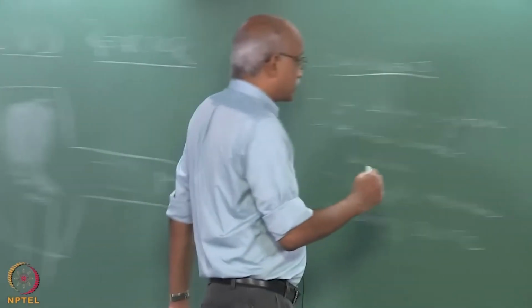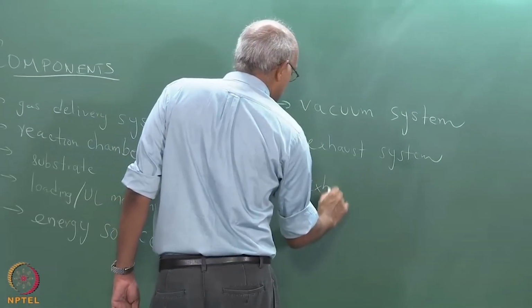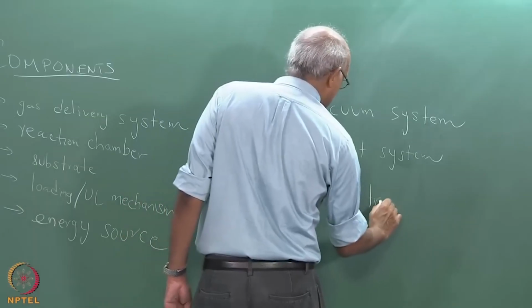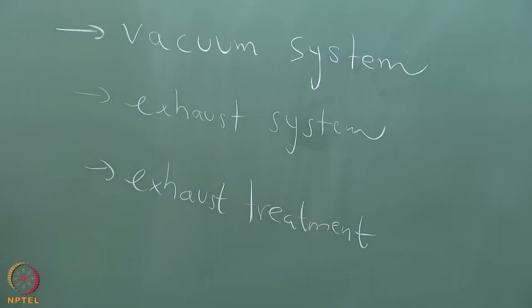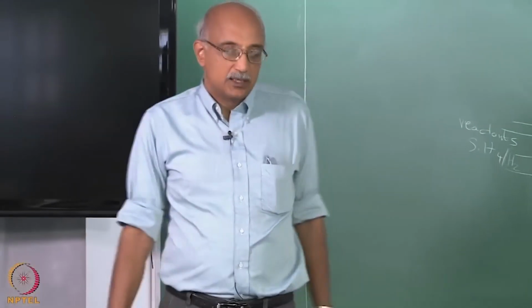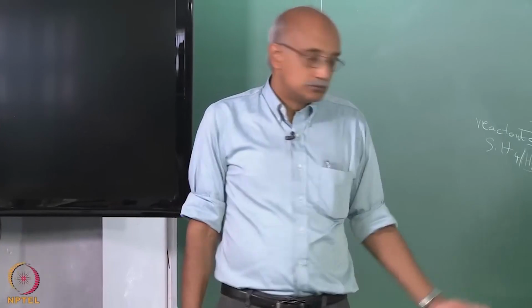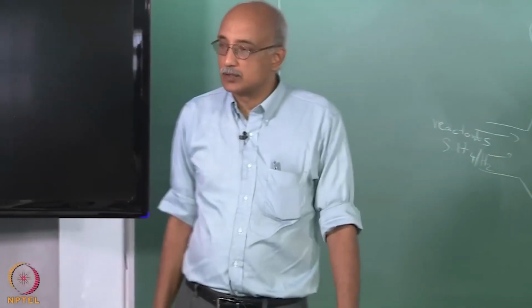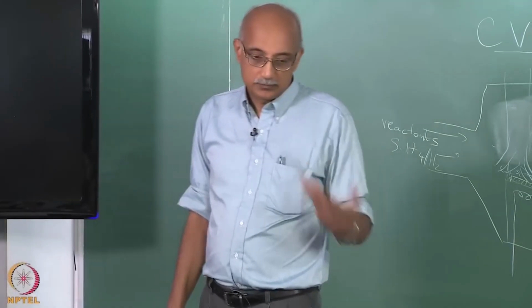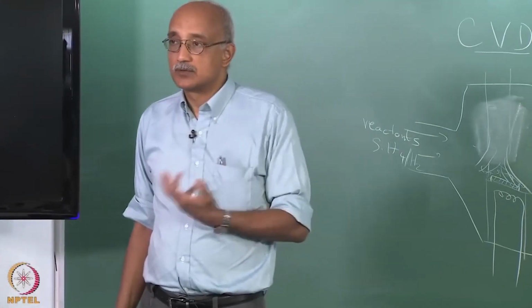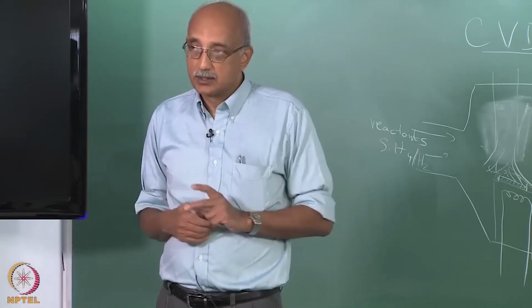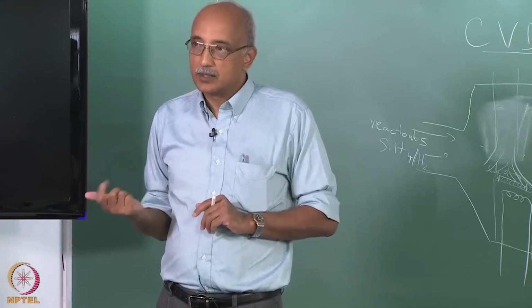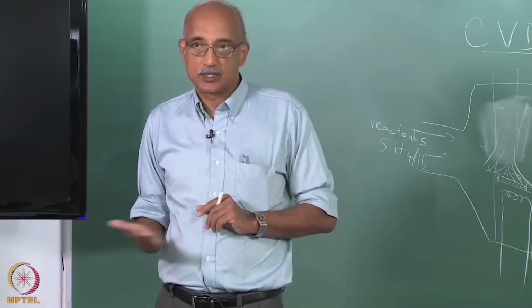You also need an exhaust treatment system. One of the characteristics of CVD reactors is that the byproducts tend to be difficult to handle. The byproducts could be chlorides, bromides, halides, hydrogen itself, or unreacted silane. Many of these species are toxic. So, there are a lot of environmental and health concerns with byproducts from CVD reactors.